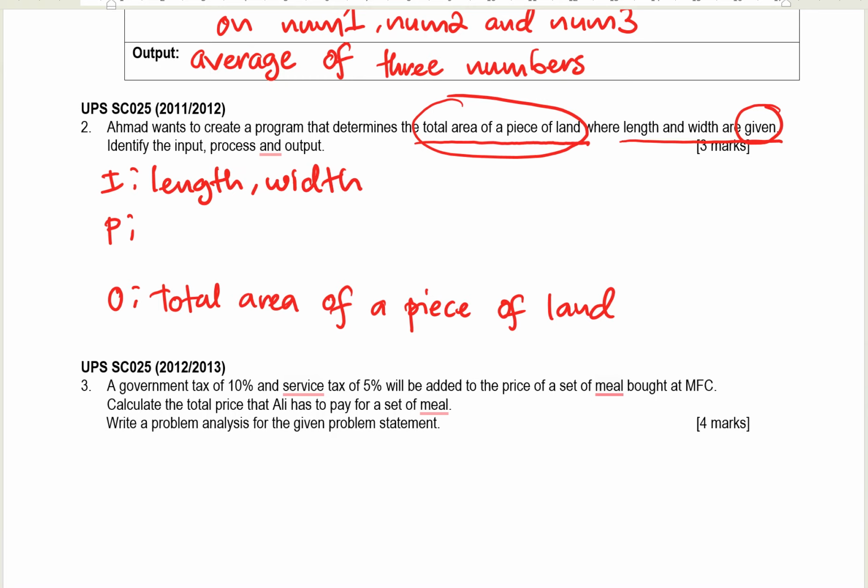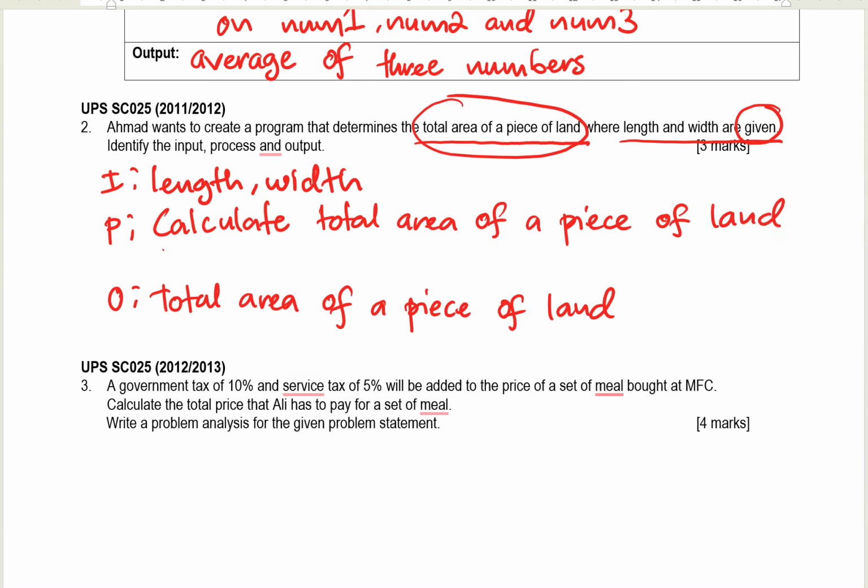So how about the process? So you are going to calculate what? Calculate. What is your output? Total area of a piece of land based on what? Based on your input. So what is your input? Based on length and width. Okay, here you can write and, but in input you cannot use and. You have to separate by comma.